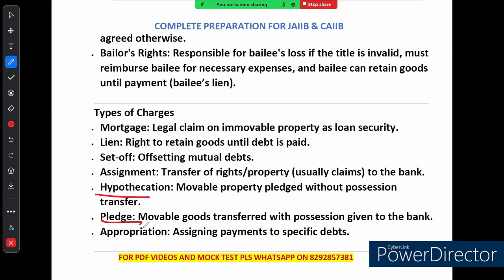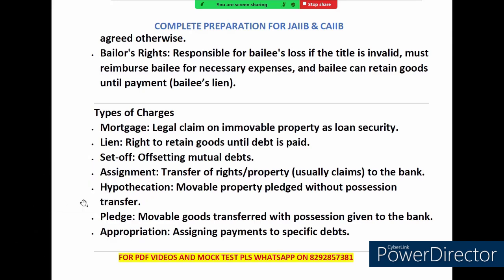In hypothecation, possession is not handed over to the bank. Appropriation is when payment is applied to a specific debt. Now let's talk about assignment or assignable claim in the next slide.